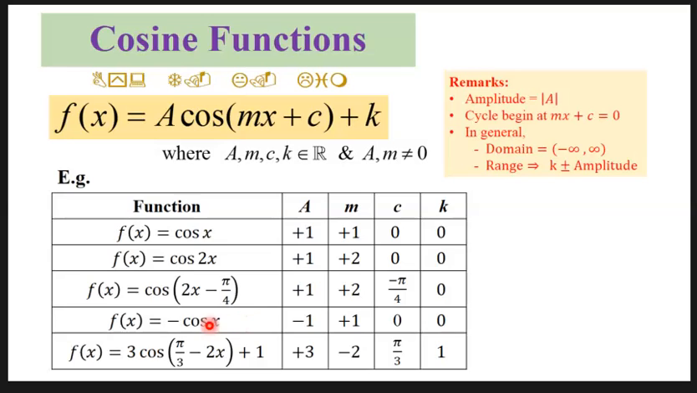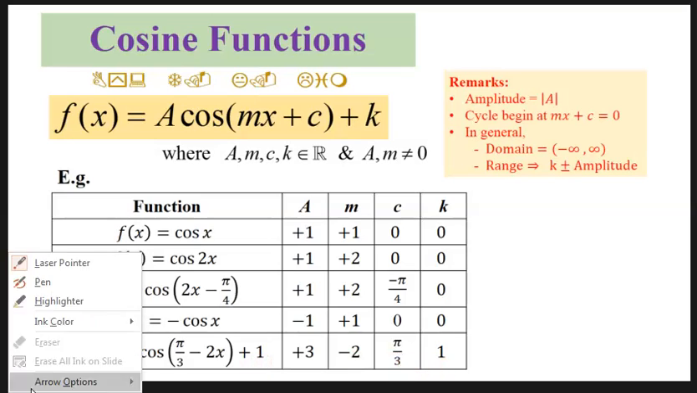For the fourth one, negative cos x, compared with the first one, the difference is in the coefficient of the function, the A value, which turns from plus to minus. In the last case, we can see all of A, m, c, k with corresponding values. A, the coefficient of the function, is positive 3. m, the coefficient of x, is negative 2. Constant c, the constant inside the bracket, is pi over 3. Constant k, the constant outside the brackets, is 1.